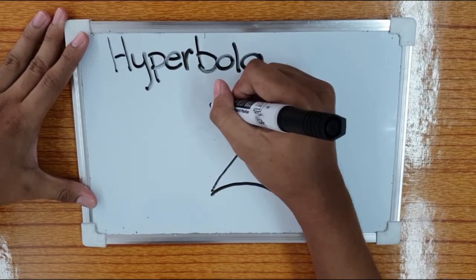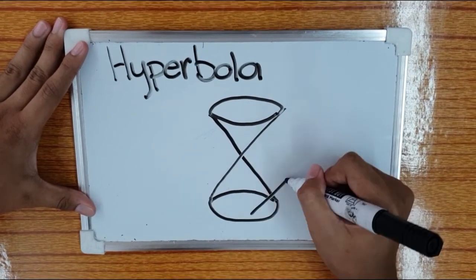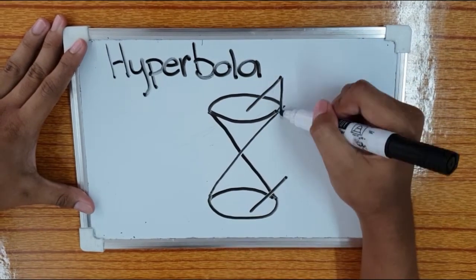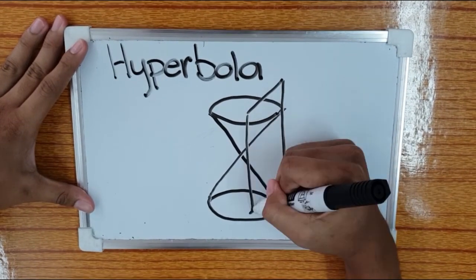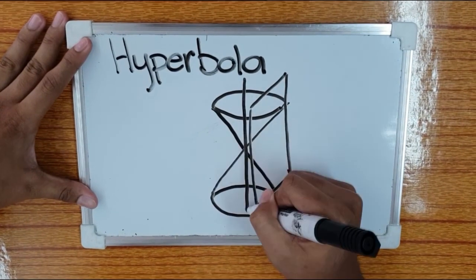A hyperbola is produced when the plane passes through both nappes between the central axis and it does not pass through the vertex. When it passes through the vertex, it will degenerate into two intersecting lines.